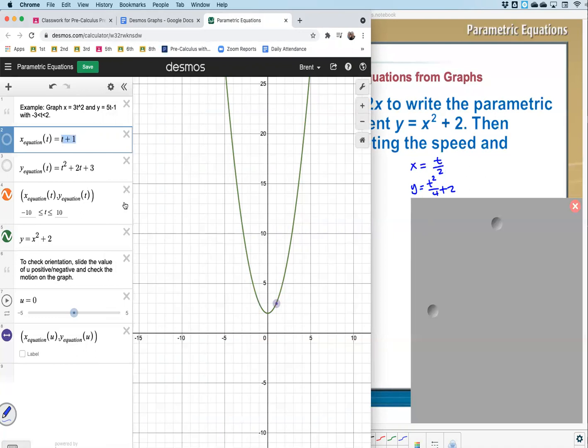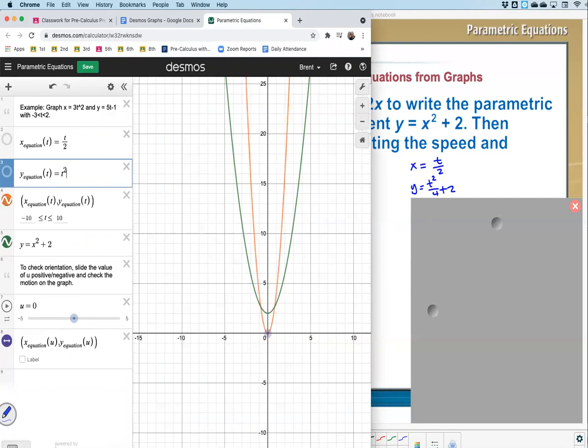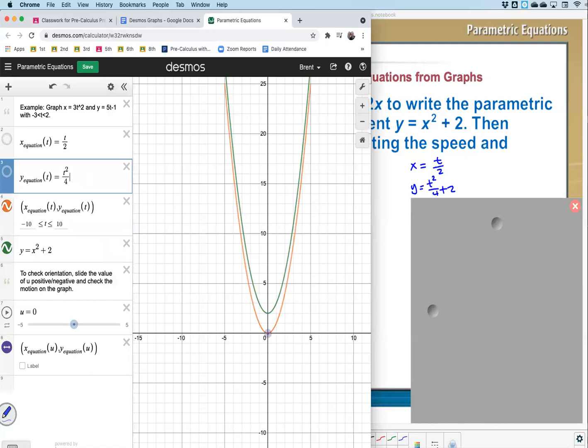So I have t divided by 2, and I have t squared divided by 4 plus 2. Notice, do these graphs match again? So we still did it correctly. We have two totally different equations that produce the same rectangular graph. But what's different? Well, let's see. As I move the slider left to right, the graph is moving left to right.